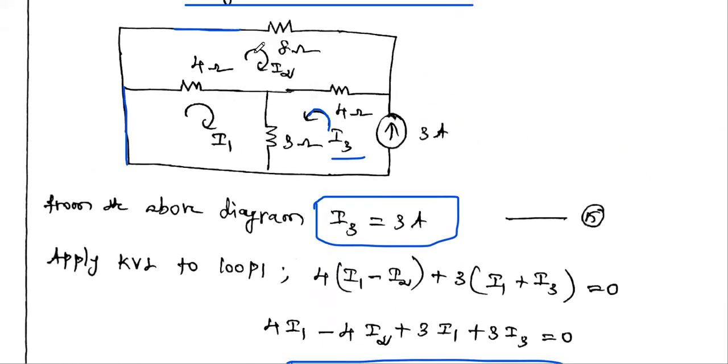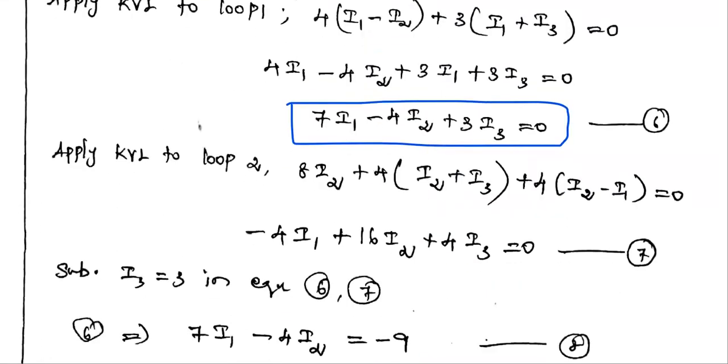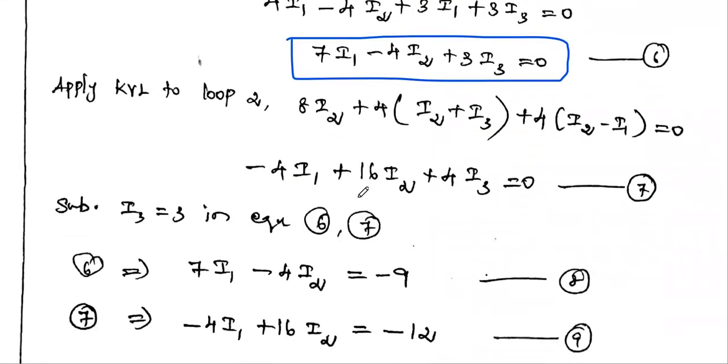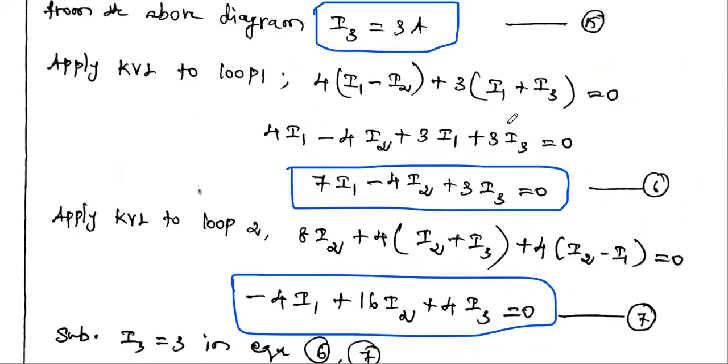Then similarly you apply KVL to this loop. 8 into I2, plus 4 into (I2 plus I3) here, the same direction. Then when we are coming here, 4 into (I2 minus I1) equal to 0. You separate the terms, and we can get one more equation. So now you see I3 equals 3, this is one equation, this is one equation.